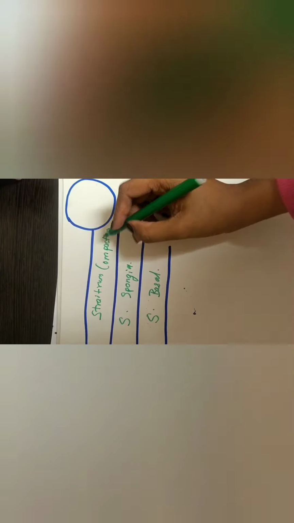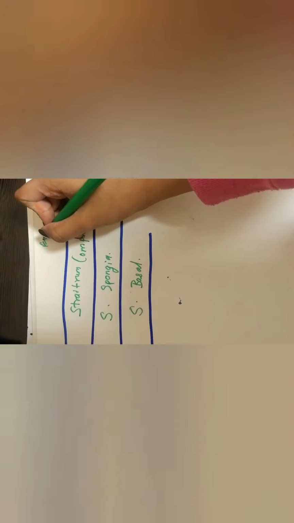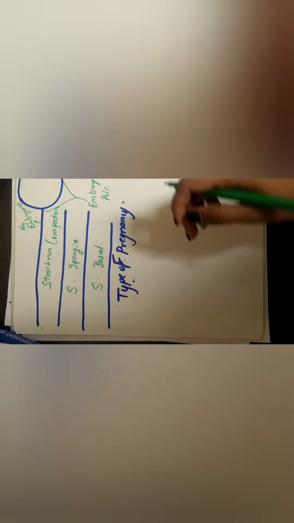The point where the egg touches the endometrium, the other portion just lies inside the uterine cavity. The portion attached to the endometrium is called the embryonic pole, and the other part which is not attached to the endometrium is called the abembryonic pole.